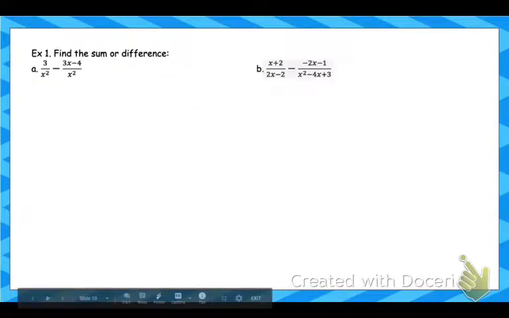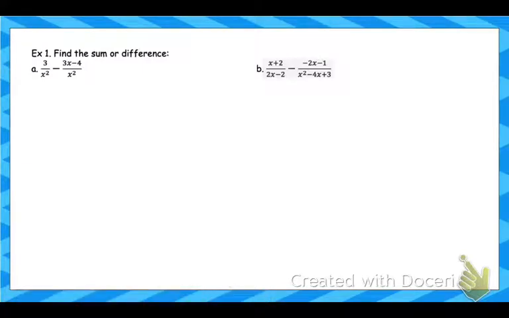The first thing we need to do is identify what that common denominator is. Well, this first one's pretty simple. We already have a common denominator. Both rational expressions have a denominator of x squared. So all I need to do is subtract the numerators. The denominator is going to stay the same.